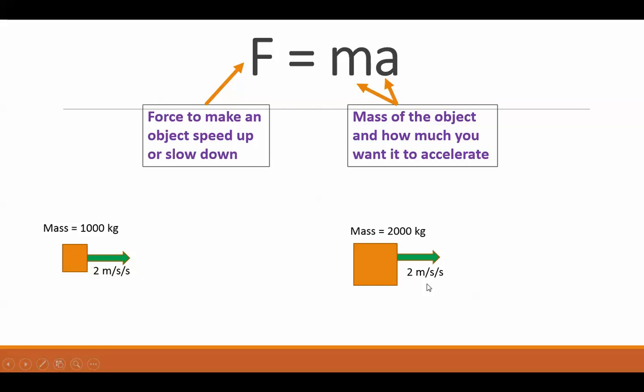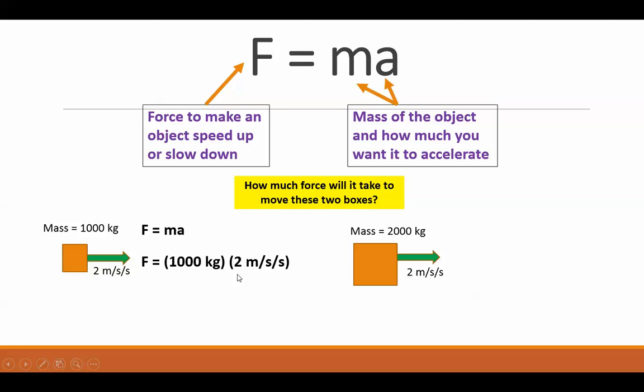Of course, it's going to be the bigger one, but we're going to figure out how much force it's going to take to make that happen. So we're going to use our equation, force equals mass times acceleration, and we're just going to plug in what we know. The mass of the first box is 1,000 and it's moving at 2 meters per second squared, and we multiply that together. It turns out you'd have to push with 2,000 newtons to make this case happen.